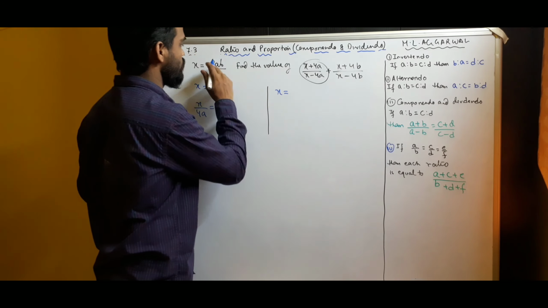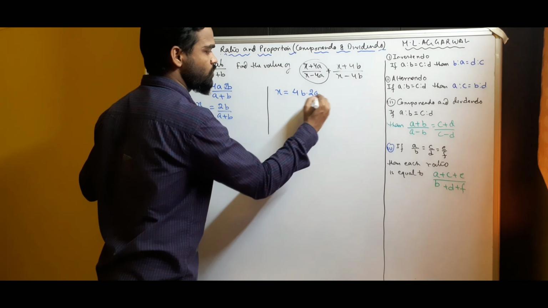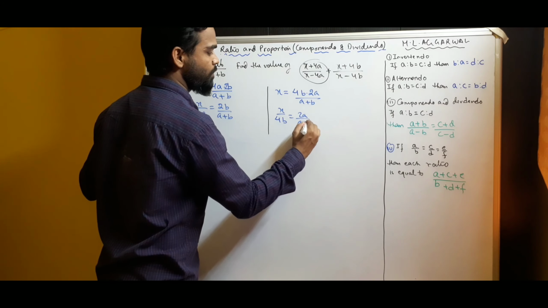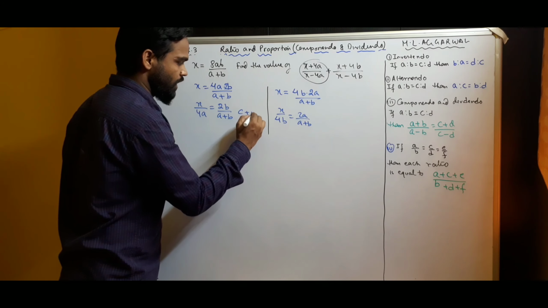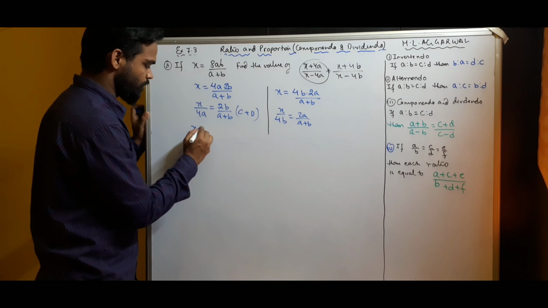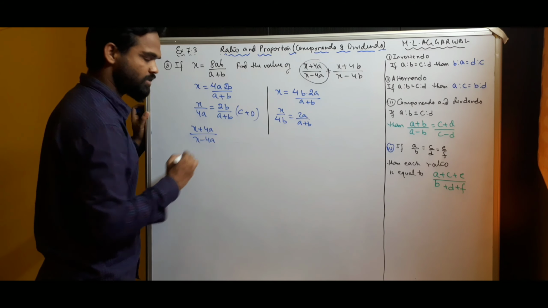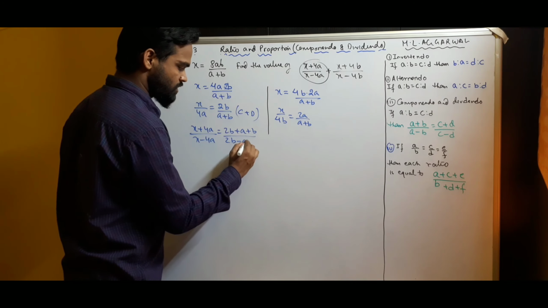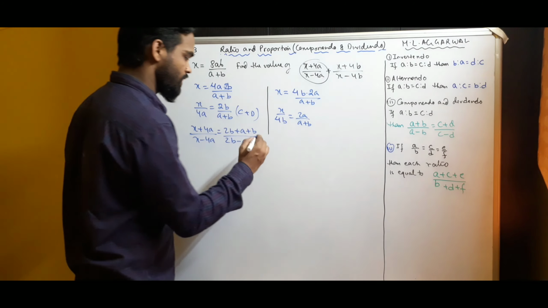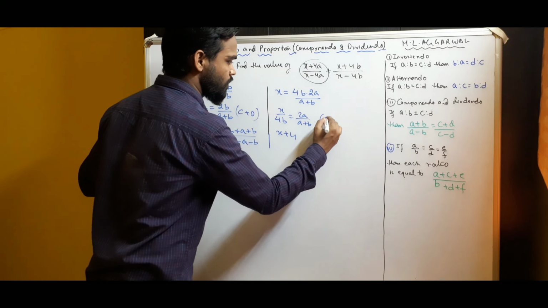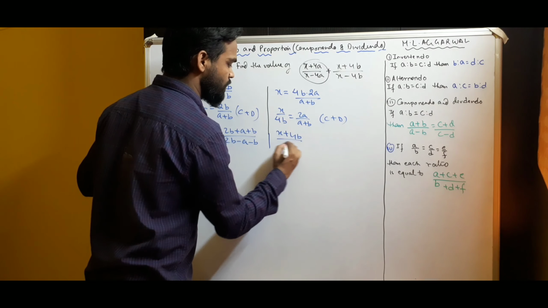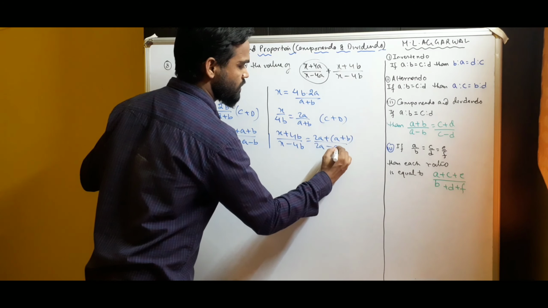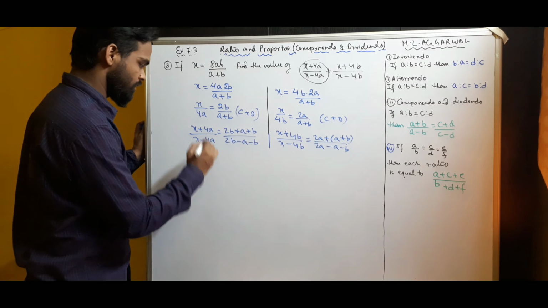Similarly, we can write x equals 8ab as 4b multiplied by 2a by (a plus b), so x by 4b equals 2a by (a plus b), isn't it? Now I'll do componendo and dividendo together. So what do I get? Numerator plus denominator, numerator minus denominator, and the sign changes, a plus b becomes a minus b. Similarly, by componendo and dividendo, x plus 4b by x minus 4b equals (2a plus a plus b) by (2a minus a minus b). Am I clear?